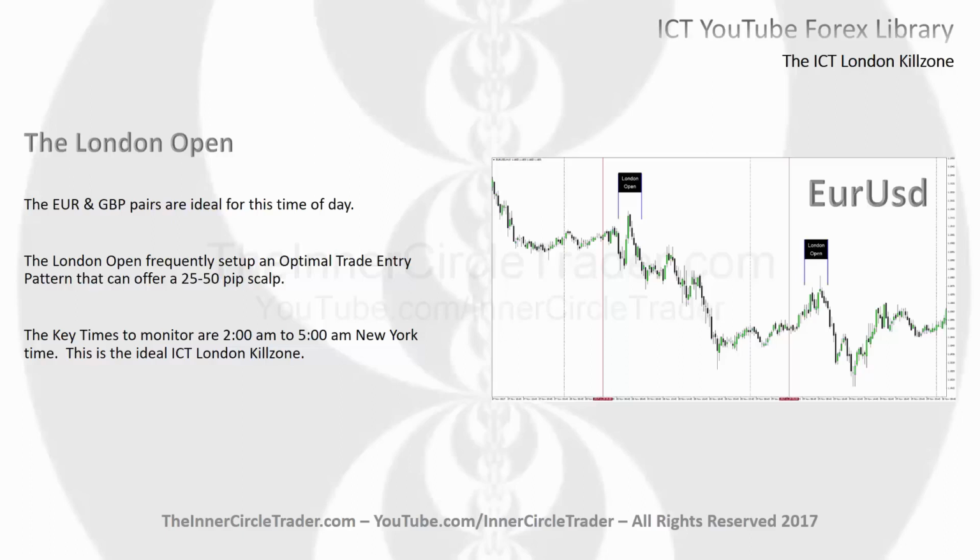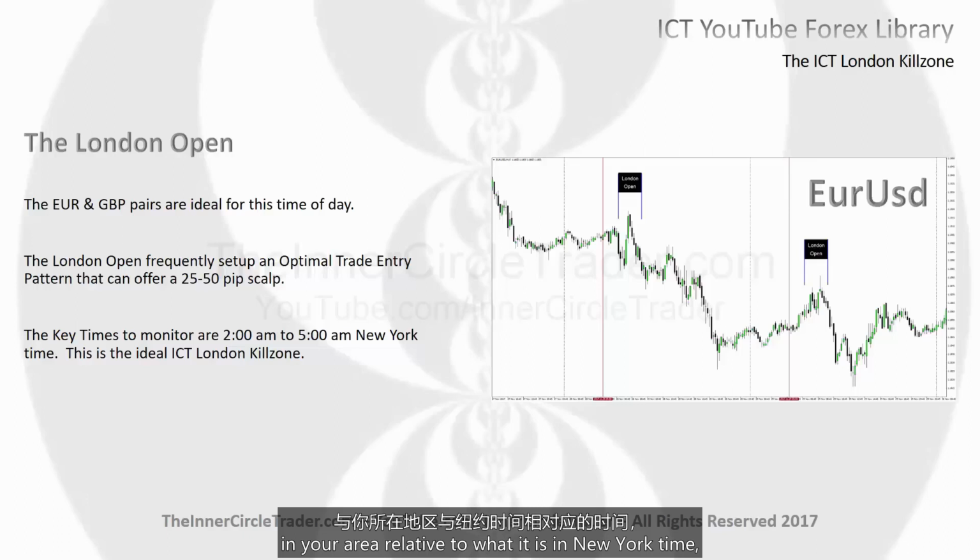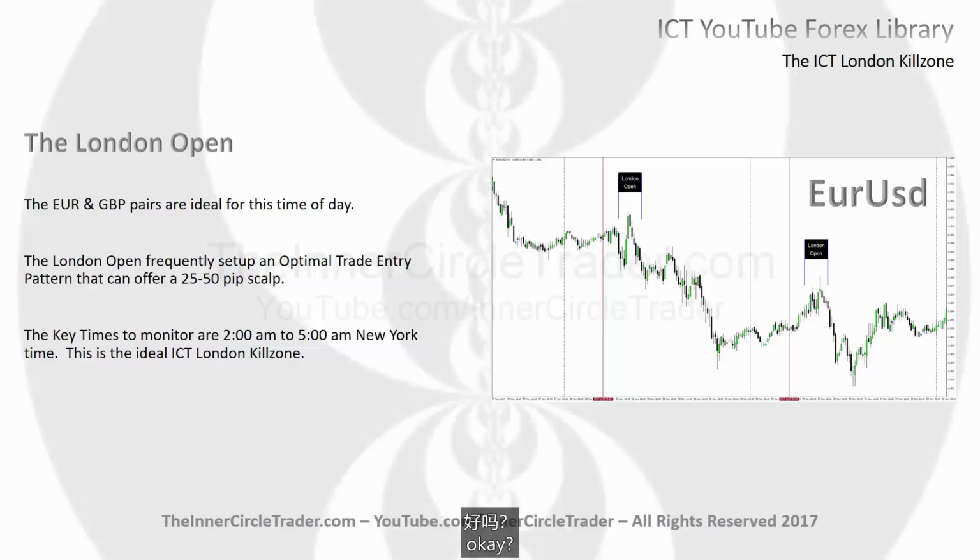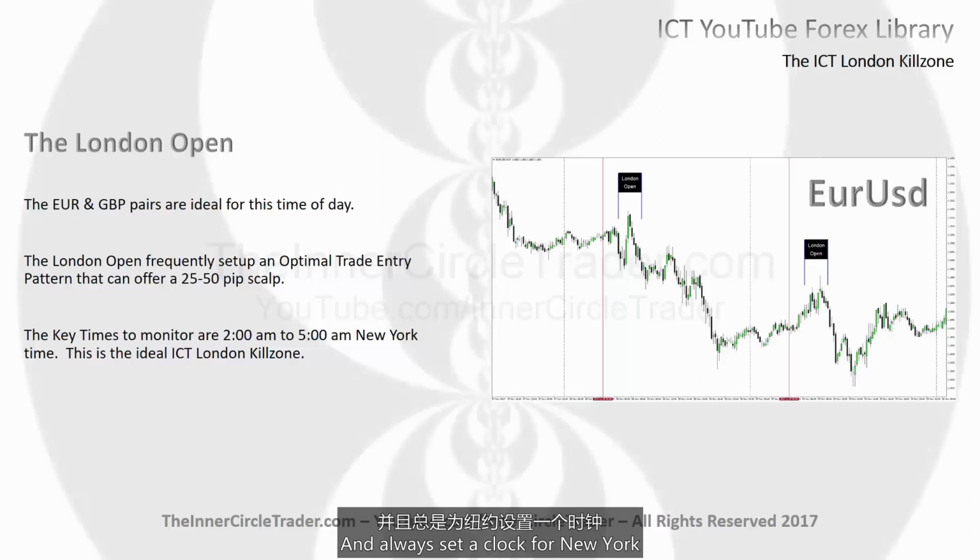So in other words, the easiest way to avoid me confusing you about the time is determine whatever time it is in your area relative to what it is in New York time, okay? And physically wait for 2 a.m. to be in New York, and then calibrate that with your broker and your local time. And always set a clock for New York, and you'll know exactly what I'm referring to in terms of time.